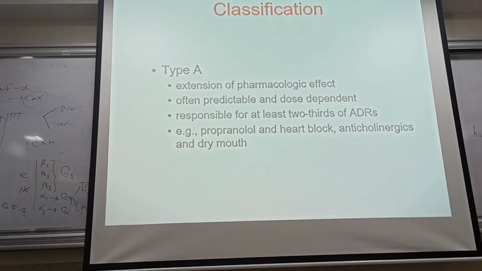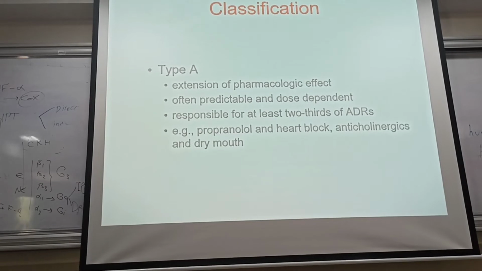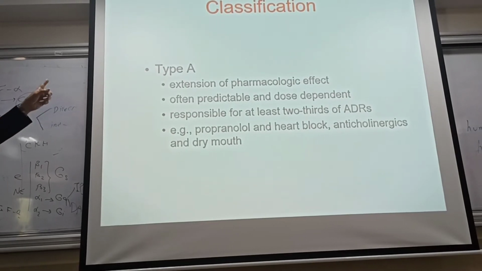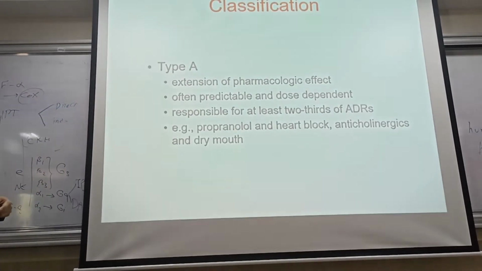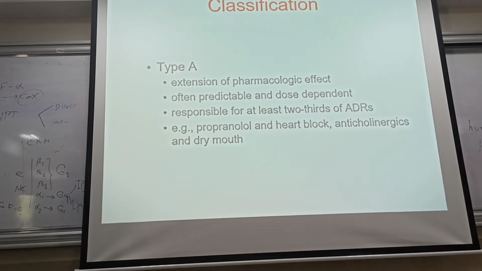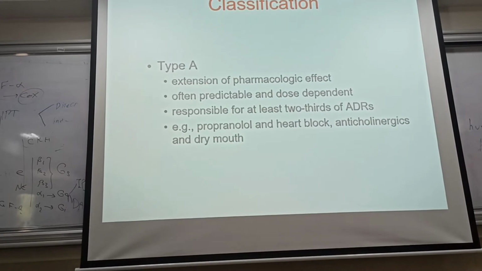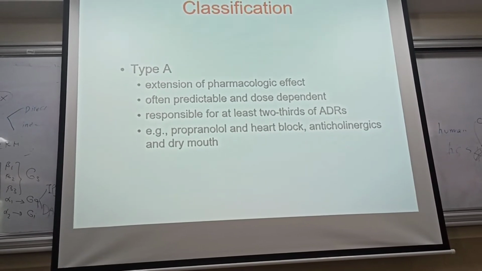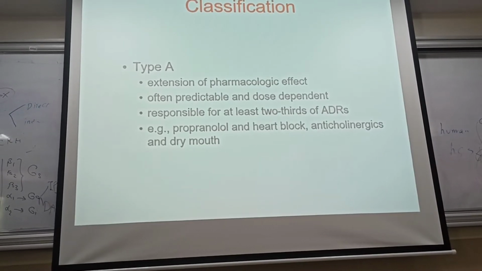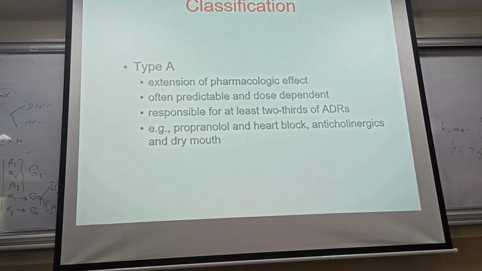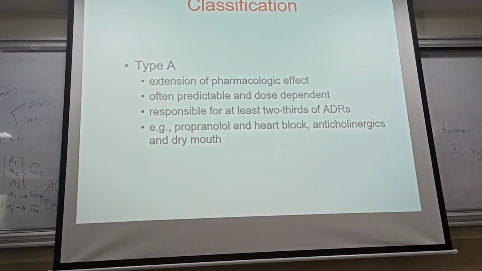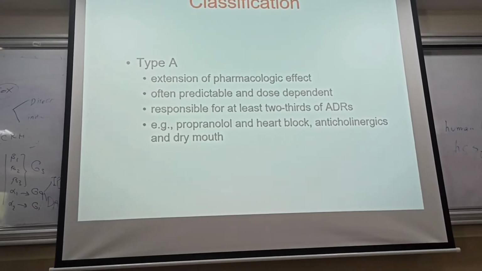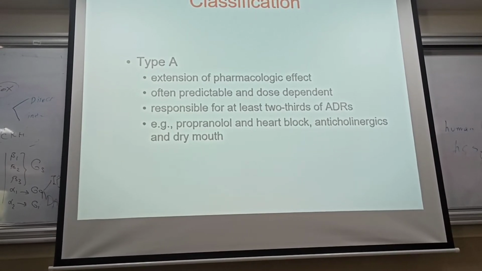We have another classification for adverse effects, and based on this classification we have type A, B, C, and D. Type A is extension of pharmacological effect or continuation of the pharmacological effect. For example, you use insulin for a diabetic patient and you expect to lower blood glucose from high to normal. What happens if the dose is more? We have hypoglycemia. This is the continuation of the therapeutic effect.